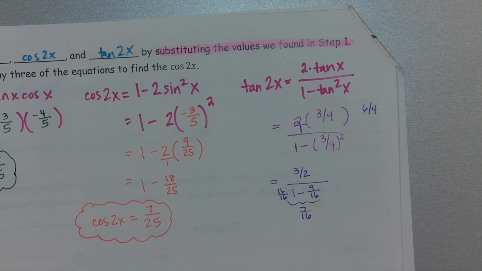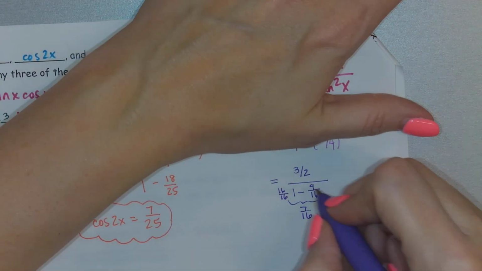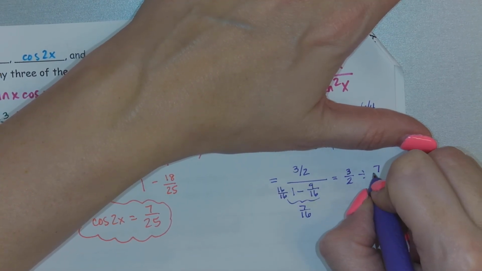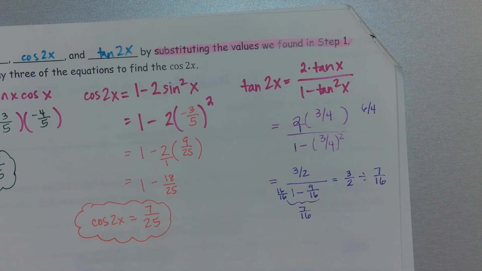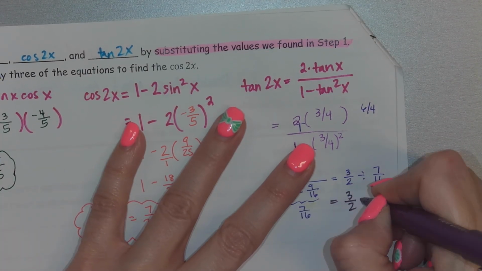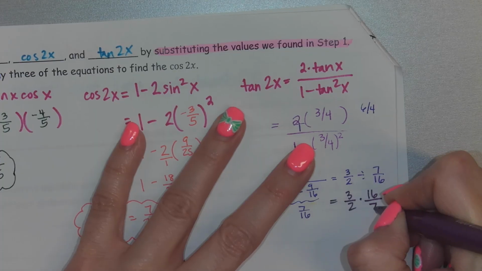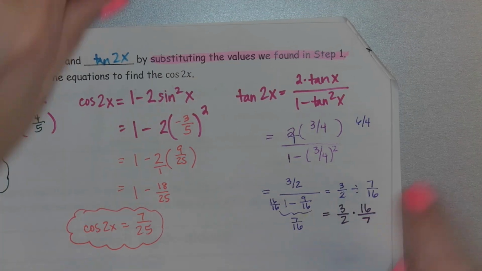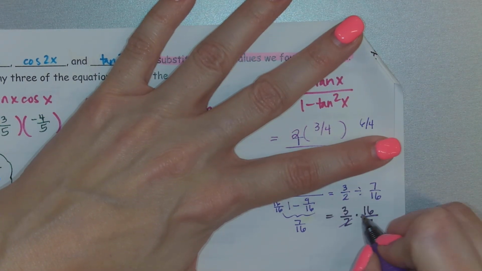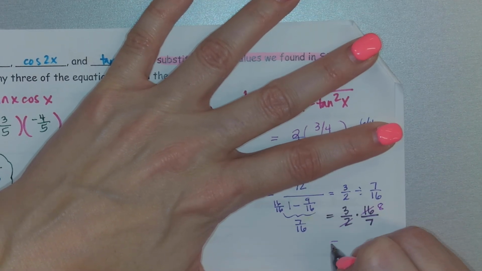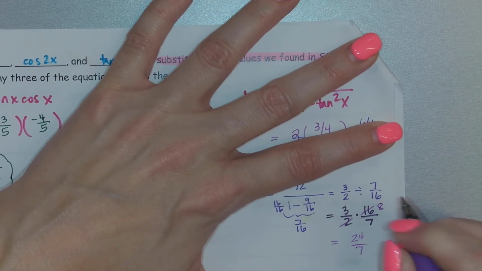7/16. So when you have a fraction within a fraction, remember, you can think of it like this. 3/2 divided by 7/16. Because then we're just going to keep change flip, right? So we're going to keep the 3/2. We're going to change to multiplication. And then you can multiply across, or I recommend simplifying here. Because what's 16 divided by 2? 8. So then you just have 24/7.